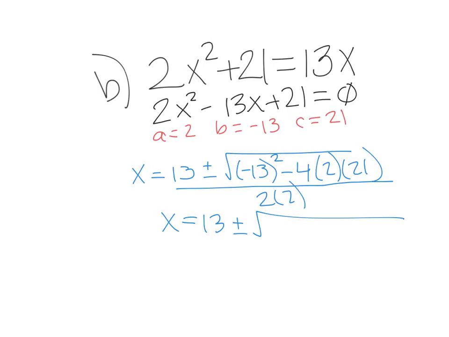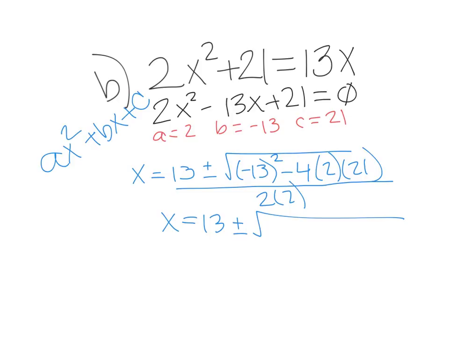169. I got 21 somehow. Oh, that's because you didn't put it in standard form. When you write a quadratic, it needs to be in the form ax squared plus bx plus c. Oh, so the x term has to be in the middle. Yeah. Oh, I get it.